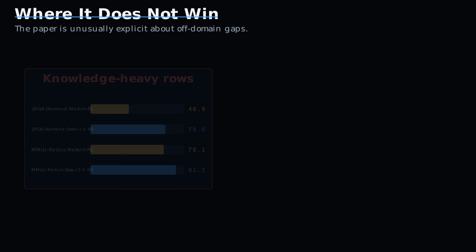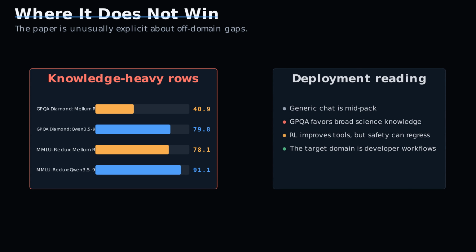But this is not a universal best model. Qwen 3.5 dominates broad knowledge, especially GPQA and MMLU Redux. Mellum also sits mid-pack on generic chat, because the training mix is deliberately tilted toward code and developer interaction.